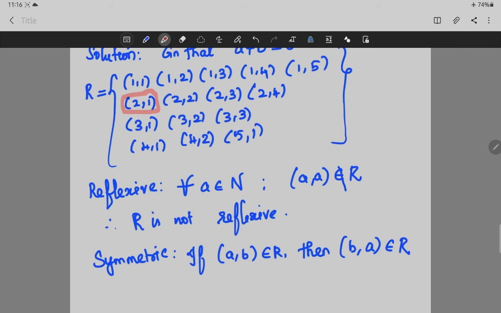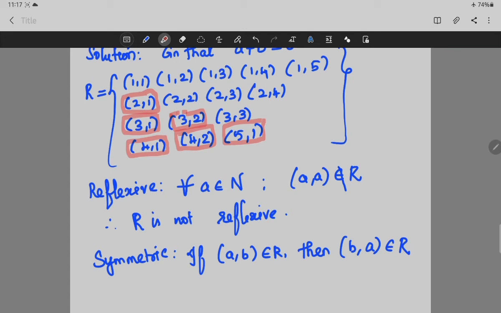For the ordered pair 1, 3, 3, 1 belongs to that relation. You consider the ordered pair 1, 4, you will have 4, 1 belongs to the relation. For the ordered pair 1, 5, you see that 5, 1 belongs to the relation. And if you consider 2, 3, you see that the ordered pair 3, 2 belongs to the relation. 2, 4, if you consider 4, 2 belongs to the relation. So remaining is 1, 1, 2, 2, 3, 3.